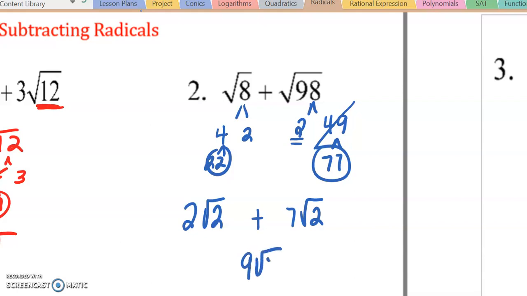That's 9 root 2. And if you tested 9 root 2 in a calculator, its approximate value is 12.7. The square root of 106, if I were to combine them and make this 106, is approximately 10.3. So I just want to prove to you and make sure you realize you cannot put them together unless you decide to break them down.